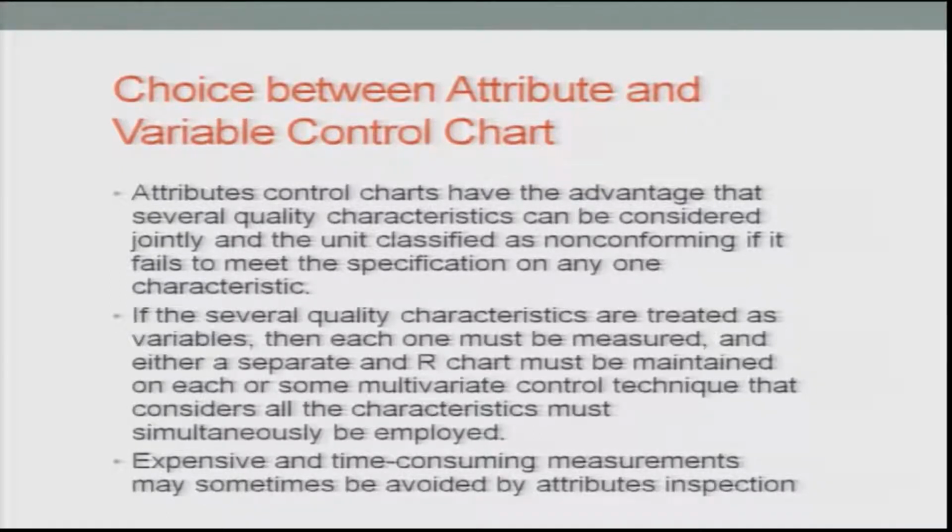So, if several quality characteristics are treated as variables, then each one must be measured, and you have to take corrective actions and make decisions accordingly, and either separate X bar and R charts must be maintained on each of these variables, or a multivariate control chart should be drawn in order to understand the variations in much more depth. So, expensive and time consuming measurements may sometimes be avoided by the attribute inspections themselves.